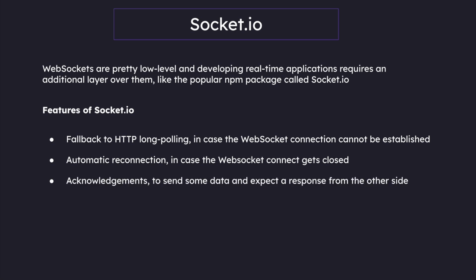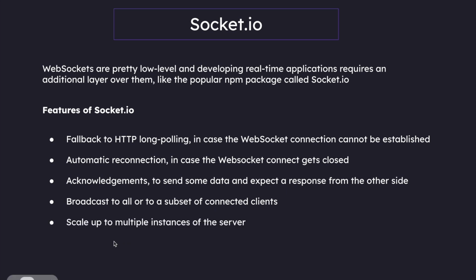Acknowledgements to send some data and expect data from the other side. Broadcast to all or to a subset of connected clients. And this is very important. We might have a particular feature where we might want to broadcast a message to all the users or to a subset of connected users. Think about a WhatsApp group.